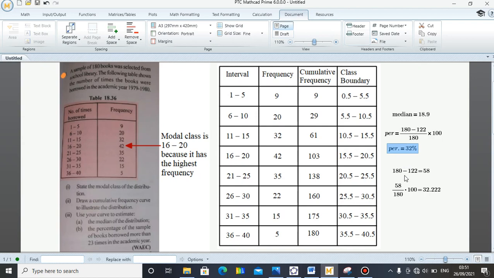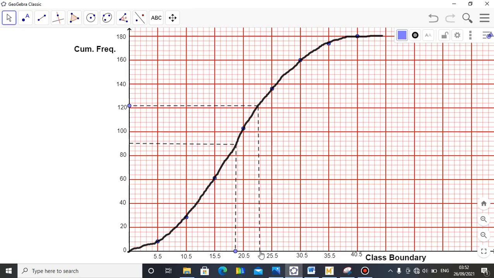So this is the answer of the first question. Percentage borrowed more than 23 times. You see the way I did it from the graph. You look for 23 on this class boundary, trace it up, so you will get the numbers, and I got 122 on my own graph. Then for us to get from 122 and above, you need to subtract 180 minus 122 so that you get the numbers in between, then divide by total 180 times 100. So that is the solution of this first question.